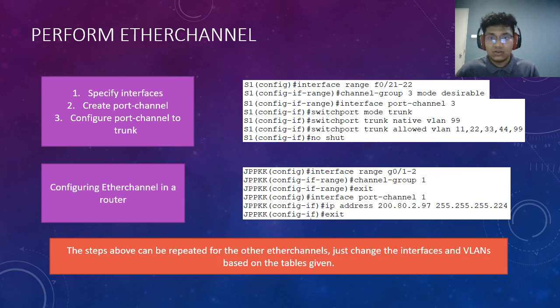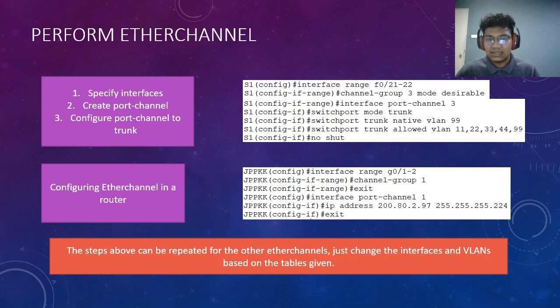If there is a native VLAN, you need to set the native VLAN. Since this is an interface between two switches, use switchport trunk allowed to allow certain VLANs to make it more secure, and no shutdown. Next is configuring EtherChannel in a router.